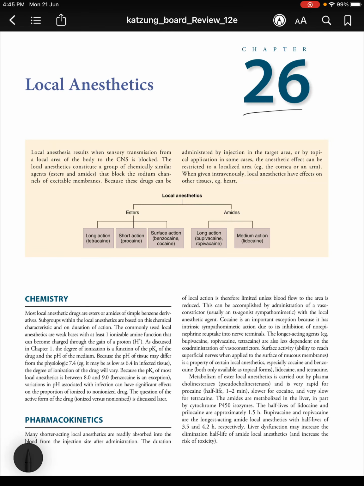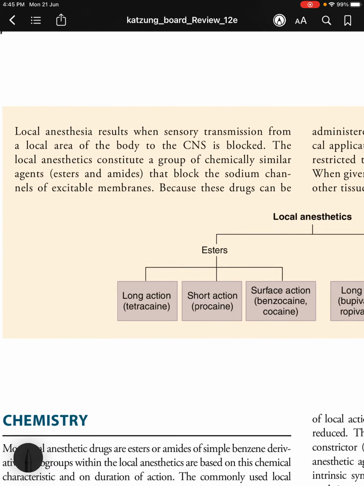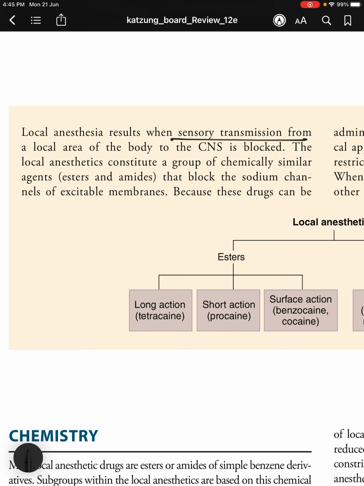Moving on to chapter 26 of Katzung and Trevor's board reviews, we'll discuss local anesthetics in this chapter. Local anesthesia results when sensory transmission from a local area of the body to the CNS is blocked. So you have the brain and the spinal cord. This includes the CNS, the brain, and the spinal cord.